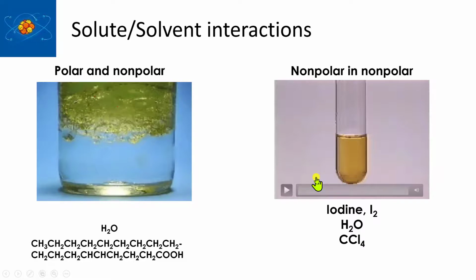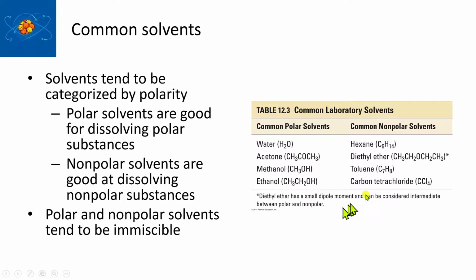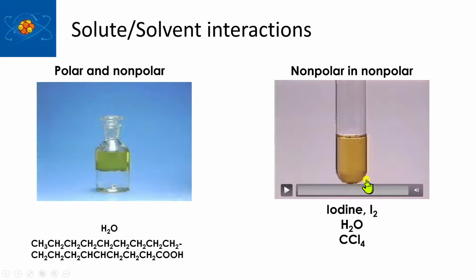Now, this is an interesting video for a number of reasons. There's a small amount of iodine in the bottom, and they try to dissolve it into water. And water is our polar solvent, right? And then carbon tetrachloride, if you go back to the chart here, is our nonpolar solvent. So if you dissolve the iodine first in the water and then you take the carbon tetrachloride and add it in, this is what happens.